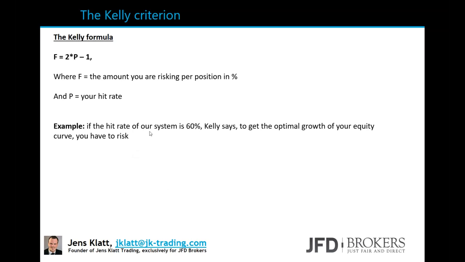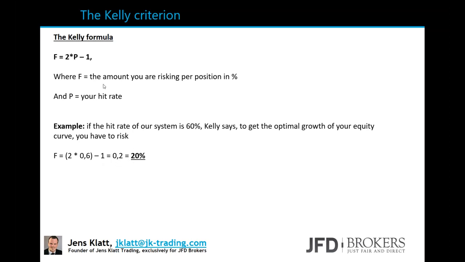So the example is, if the hit rate of our system is 60%, let's say, Kelly says that to get the optimal growth of our equity curve, we have to risk 2 times 0.6, subtract 1, and get 20%.